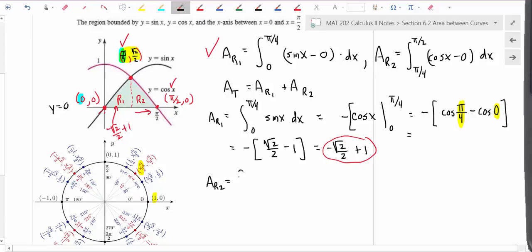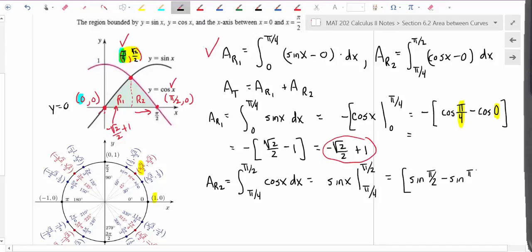So we're going to be doing the integral this time from pi over 4 to pi over 2 of the cosine of x dx. Okay, so the antiderivative of the cosine is the sine of x. Remember the derivative of the sine is the cosine. And then we're going to evaluate this from pi over 4 to pi over 2. So using the fundamental theorem, we're just going to have sine of pi over 2 minus sine of pi over 4.